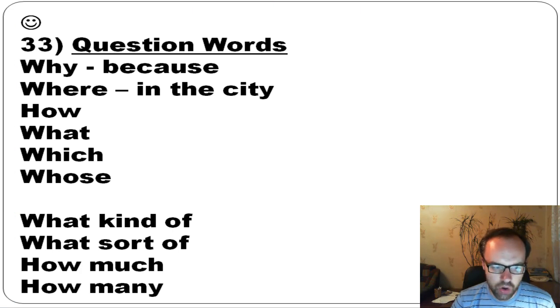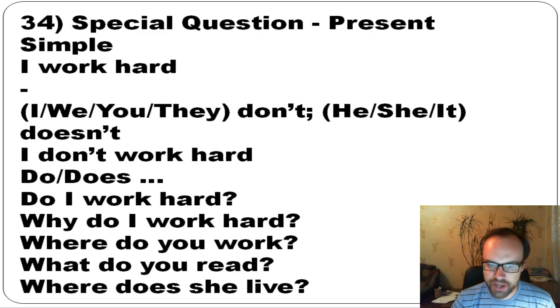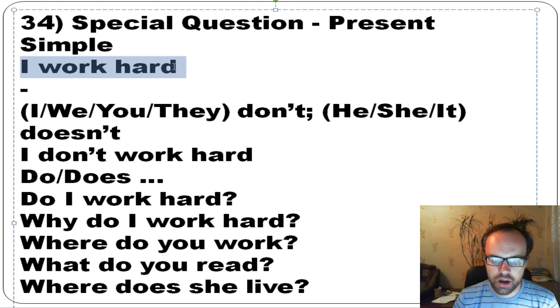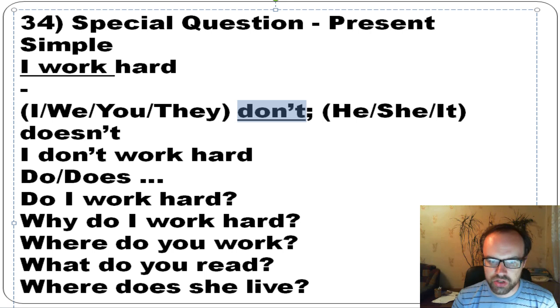Good. And let's talk about special questions with present simple. Really, how to ask a special question in this tense. Well, it's an example in present simple. I work hard. Yeah, you know that we use subject plus verb. I is a subject and work is a verb. If you want to form a negative form, you use don't or doesn't. Use don't with I, we, you, they, and use doesn't with he, she, it. For example, I don't work hard.